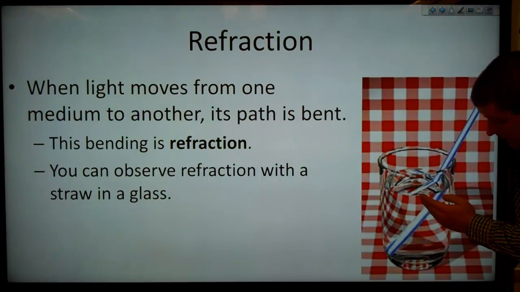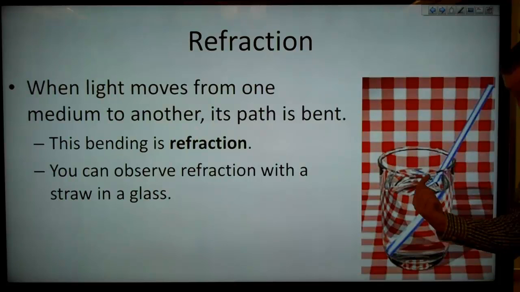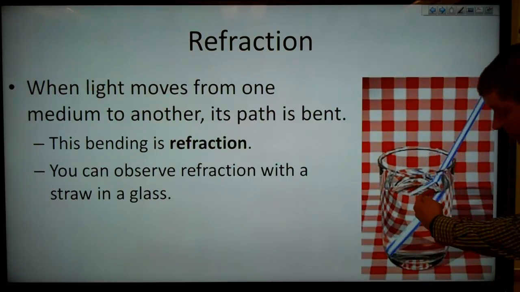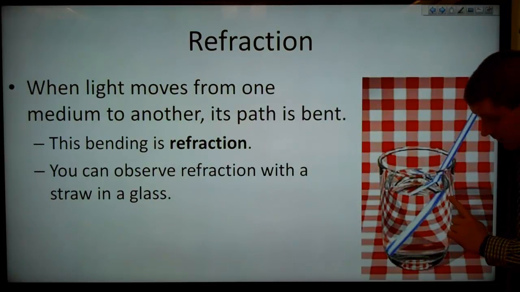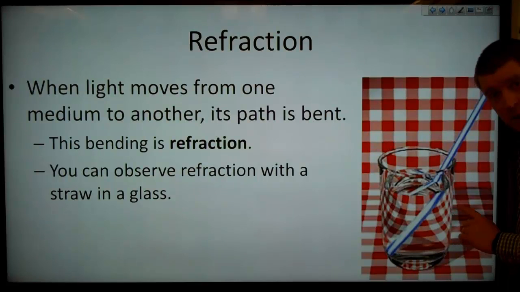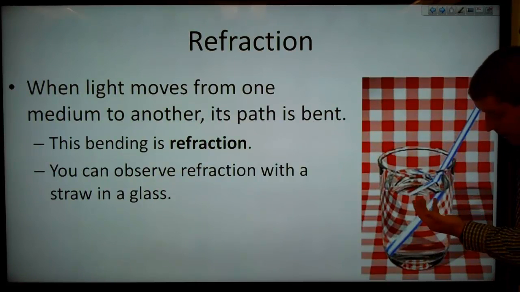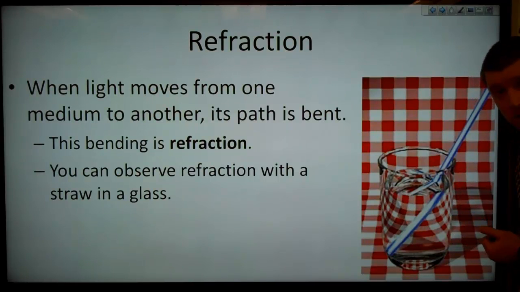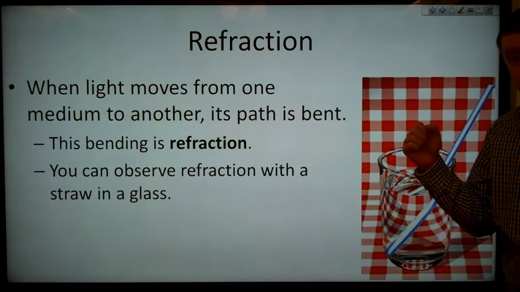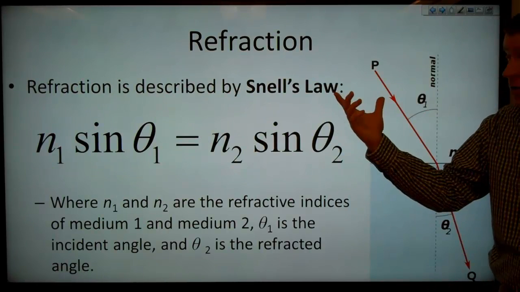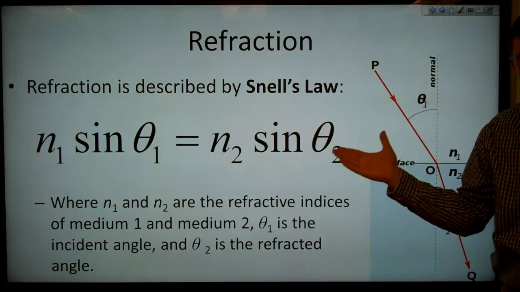This is because the light that was originally moving not directly towards our eye, but farther away towards this side of the glass, is now being bent as it leaves the water, enters the glass, and then leaves the glass and enters the air. It's bending because the glass is curved. That means the light is now being directed towards our eye, which is not the direction that it was traveling before. Refraction is described by Snell's law, shown here.